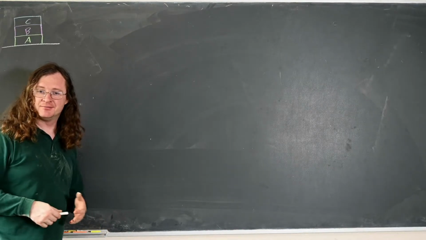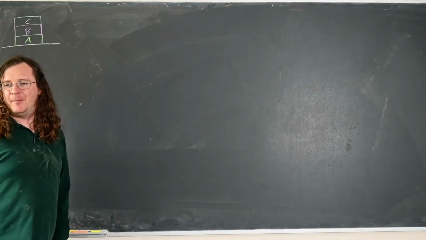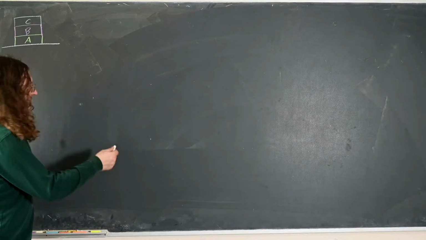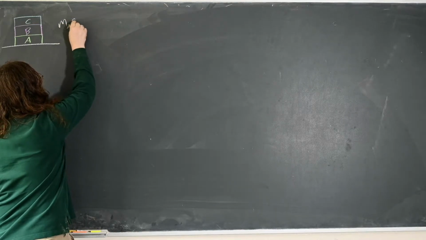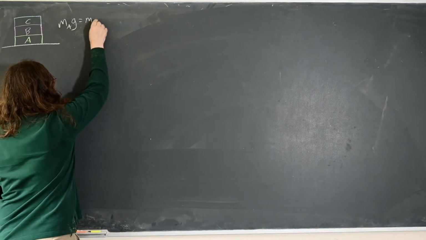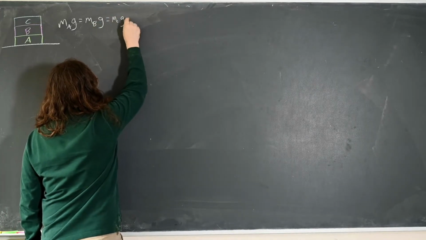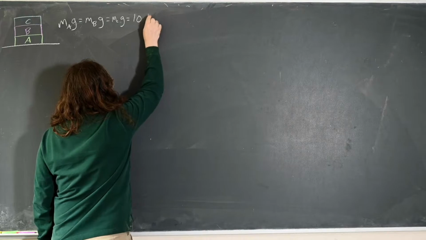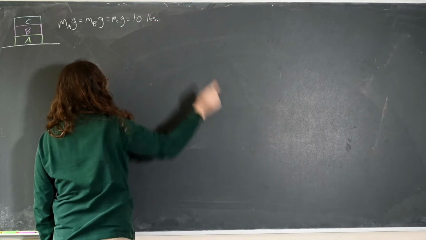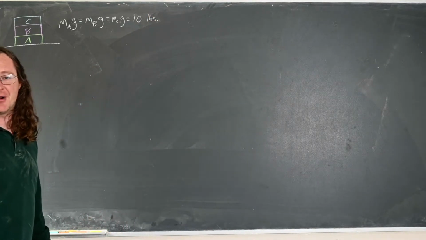So we only need one letter M, right? We don't have to say M-A, M-B, M-C, because they're all the same. So M-A-G equals M-B-G equals M-C-G equals 10 pounds. This is probably the only time in our class we will use American units.